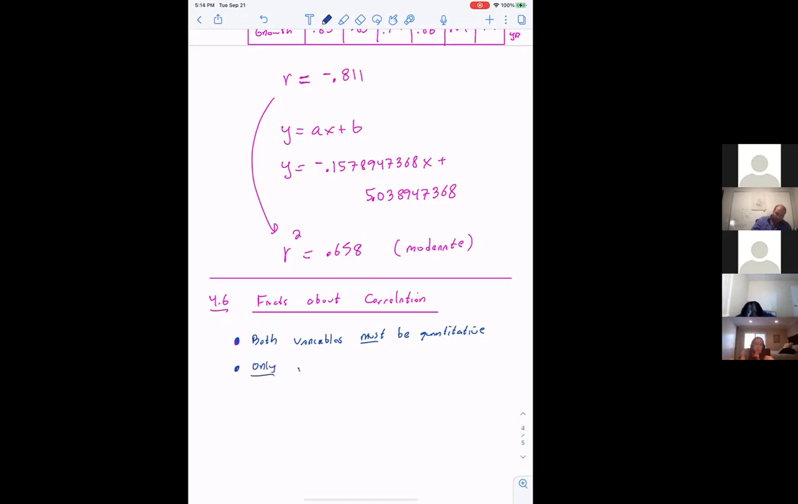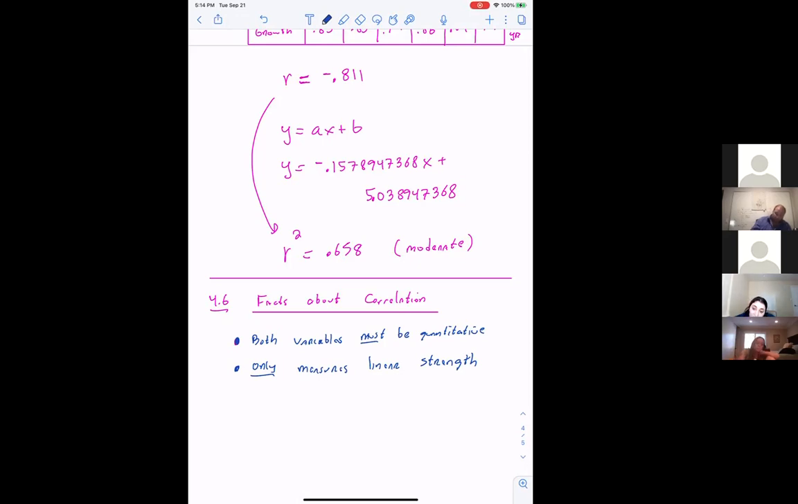2, it only measures linear strength. You can have the strongest nonlinear association, and this formula will not provide it for you. It only provides linear strength. And just be aware, just because you have a high correlation coefficient does not always mean it's linear. You could get like 0.9 and still not have linear data.